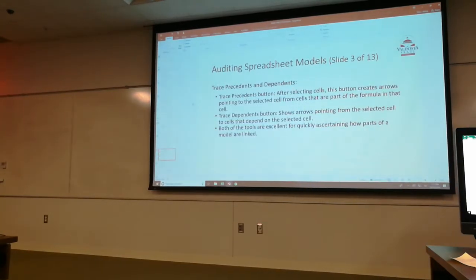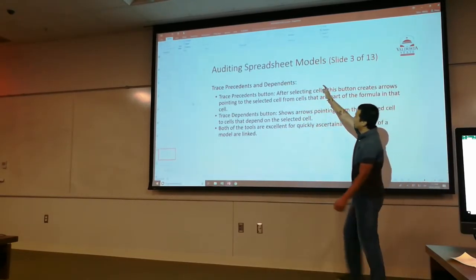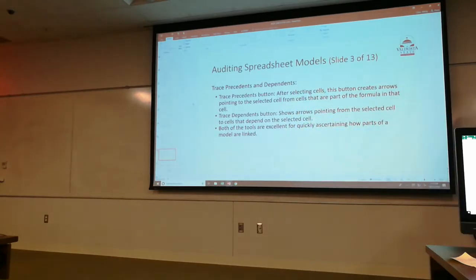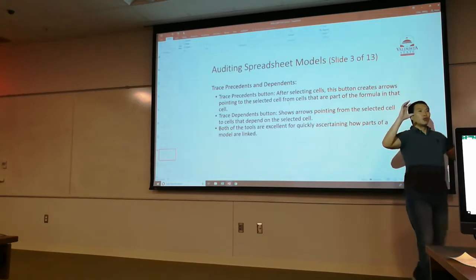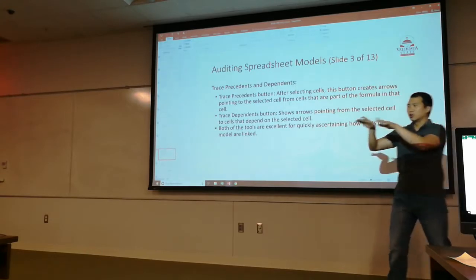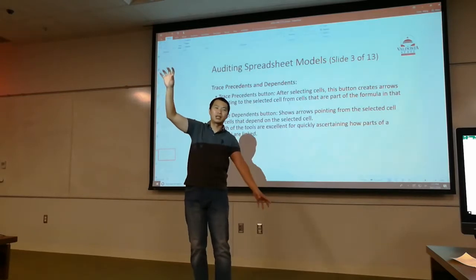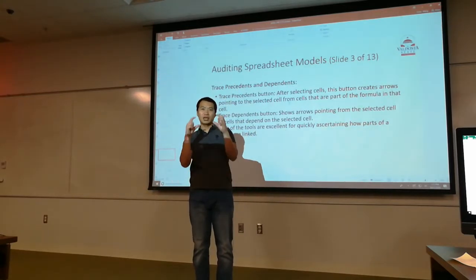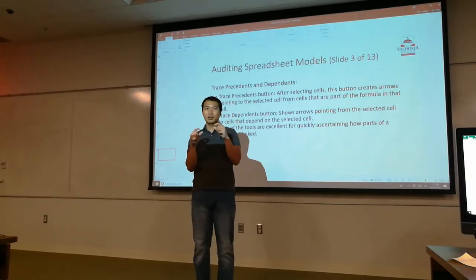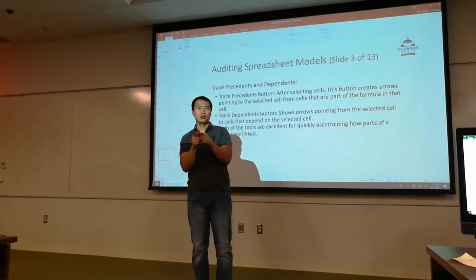The first one we want to look at is trace precedents and dependents. What does that mean? The trace precedents button can tell us what values contribute to the selected cell. If you put in a formula, so this cell is equal to this cell plus this cell plus this cell times this cell, and you select this cell and use that function, the Excel file will point to those different cells that you included in your formula.